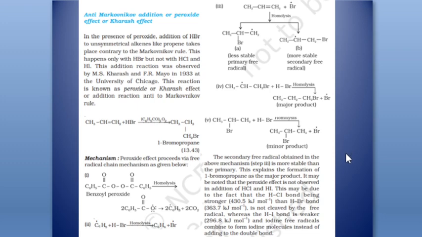Actually, it passes through the radical formation mechanism, which directs the reaction into the radical pathway with the more stable radical formation. So that's why 1-bromopropane will be the major product in anti-Markovnikov addition of unsymmetrical alkene like propene.